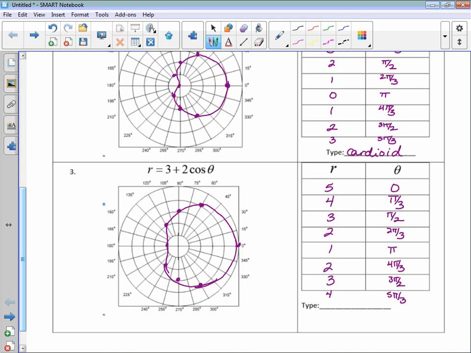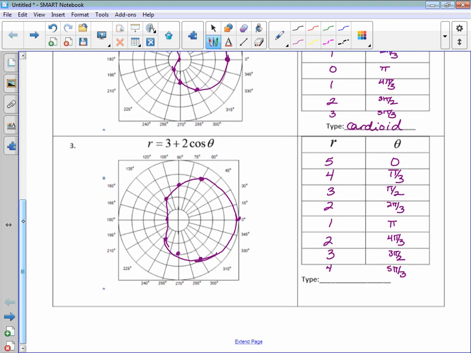So guys, if you notice the cardioid, do you see how it went all the way to the pole at that middle point? Does this one? No, okay. So it's not a cardioid. This is called a dimple because it's a little dimple. That is a dimpled limacon.